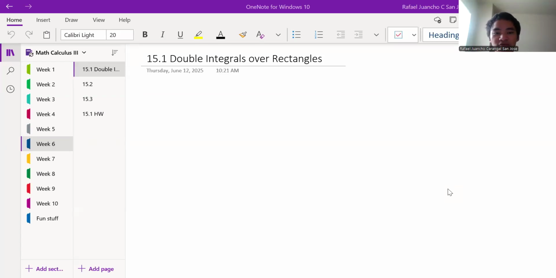So today we're going to be going over a new topic here in our calculus series. We're going to go over double integrals over rectangles. So let's get a heads up.